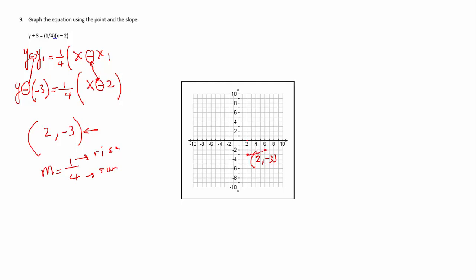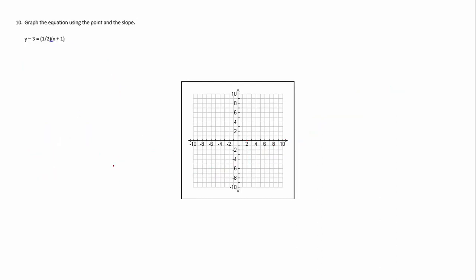All we have to do is join these 2 points. And this would be the line y plus 3 equals 1/4 x minus 2. This would be the graph of the line. So all it takes is plotting the given point, then rise 1, run 4, because the slope is 1 over 4. So 1 is along the y-axis, so that's why we're going to rise up. This one, we're going to go along the x-axis. That's why we have to run to the right to graph the line.